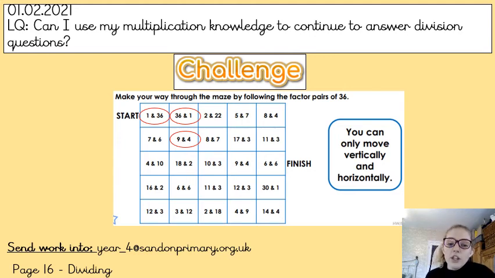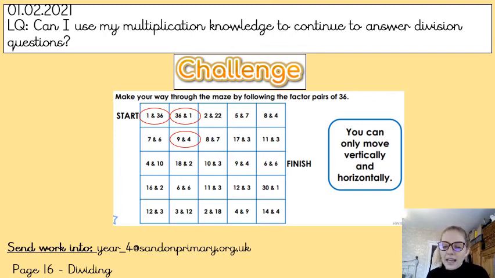So I know that 1 times 36 is 36, so therefore 1 and 36 are factor pairs of 36, because a pair is 2 and they're both factors of 36. They can both be divided into 36. Okay, and the same with 9 and 4. 9 times 4 is 36. Therefore 9 and 4 are a factor pair of 36 because they can be divisible into 36. Okay, so it's your task to identify all the factor pairs and get yourself out onto the finish line on this maze.